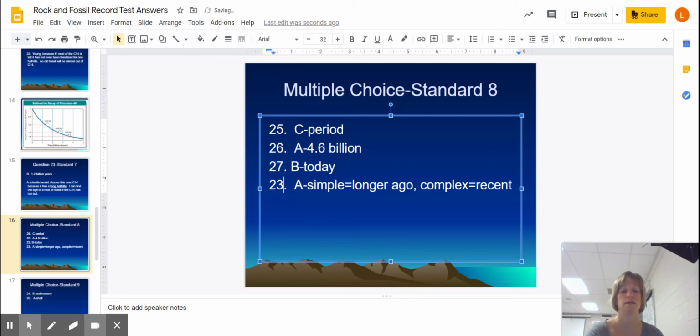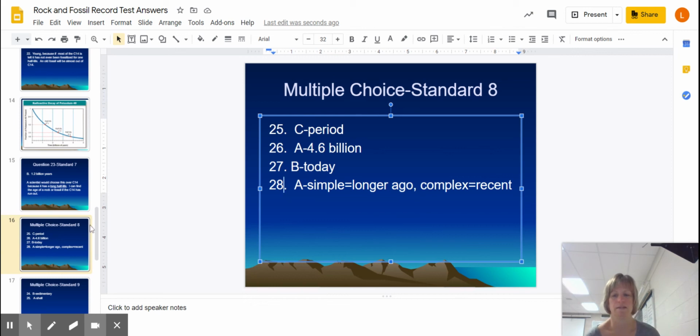So for question 28, the trend in complexity is that simple creatures appeared longer ago and more complex ones later. When I say more complex, think lasagna over mac and cheese. More complex creatures like humans appeared really close to the today end zone, really recently. So that's it for standard 8.